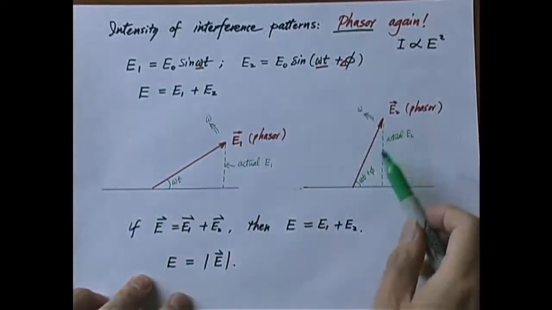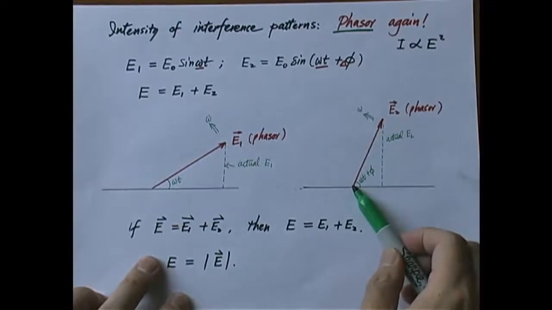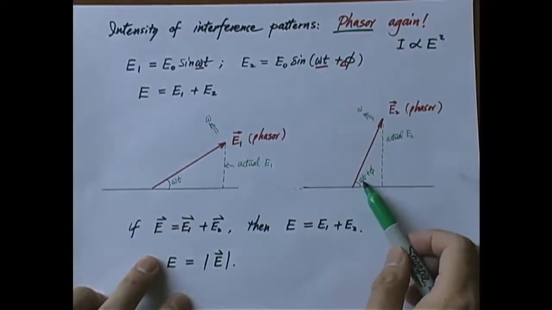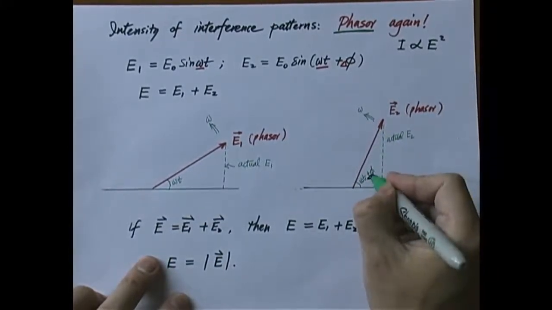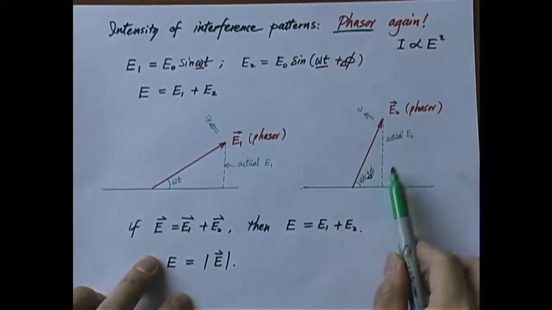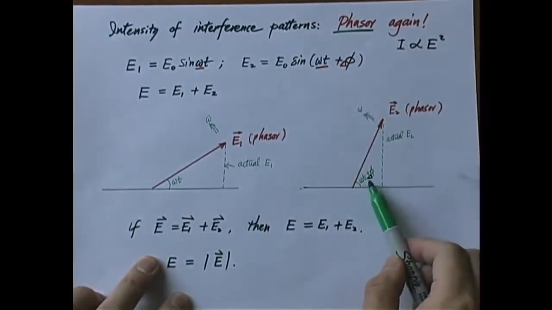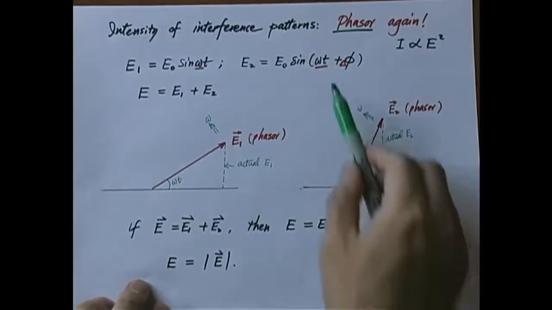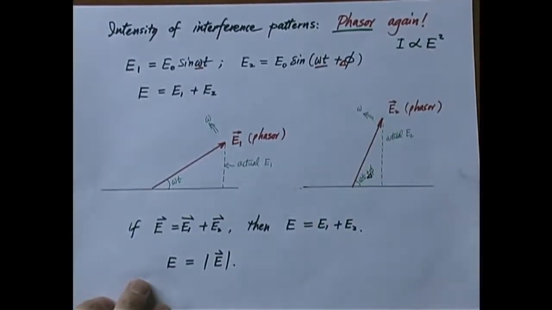The second phasor has the same length, E0, but it makes an angle of omega t plus delta phi with the same reference line. So the actual E2 would be E naught times sine of omega t plus delta phi, which is right here. Okay, now I'm going to add them together. This is how I do that.